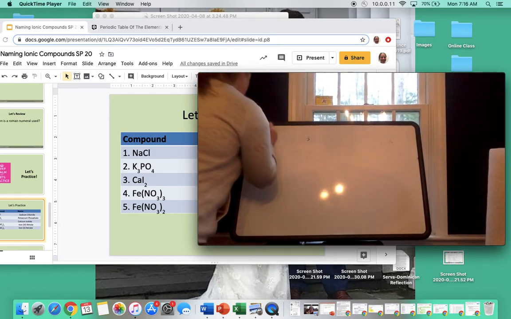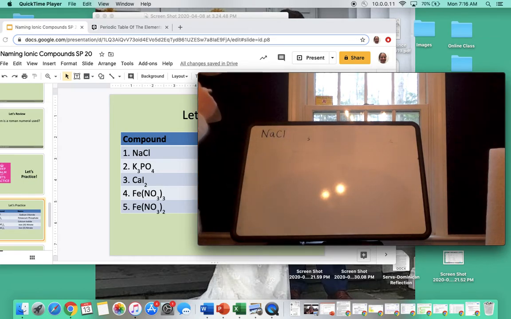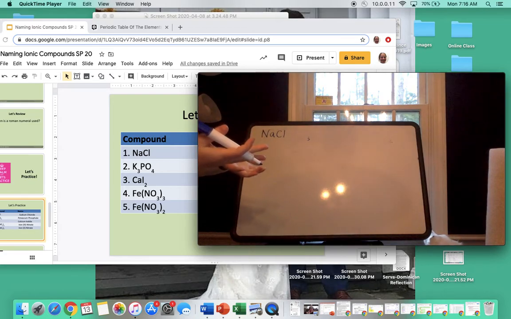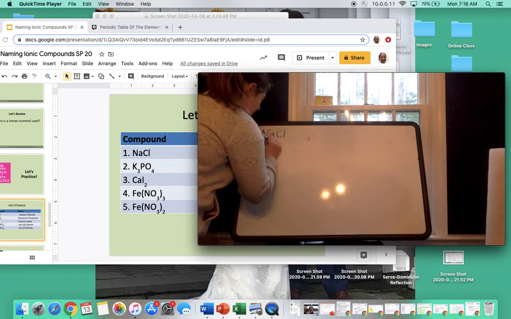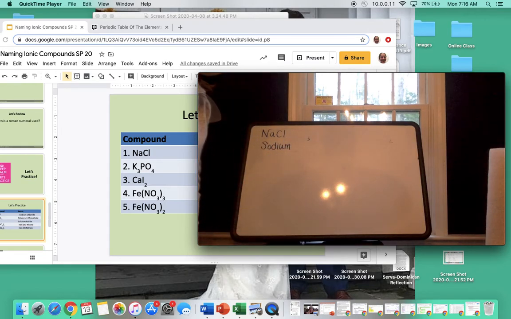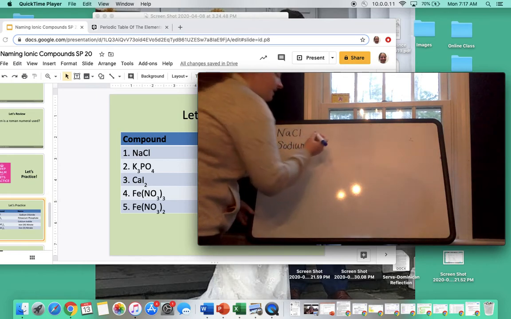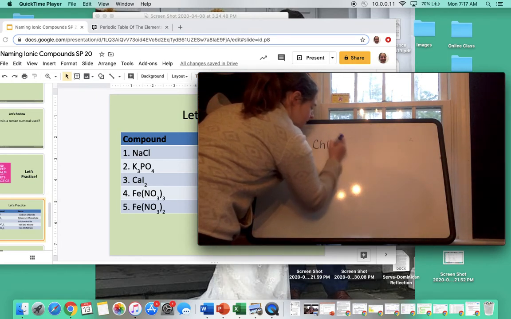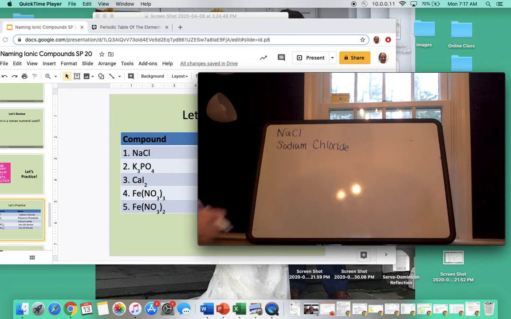So our first one is NaCl. Hopefully you can see that. So Na we know is our metal. Is it a transition metal? Is it in the middle of groups 3 through 12? It is not. So we don't need Roman numerals. So we're just going to do Na. Na is sodium. And then Cl is our non-metal. And since it's a non-metal, remember we said that all the non-metals get the IDE ending, so chlorine becomes chloride. Okay?